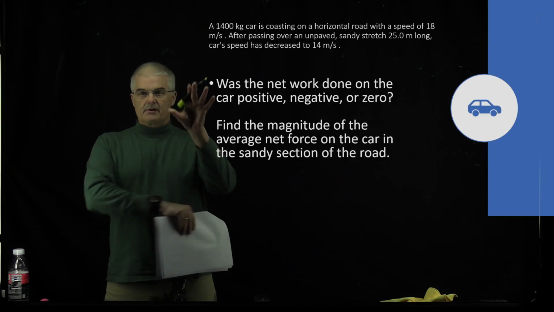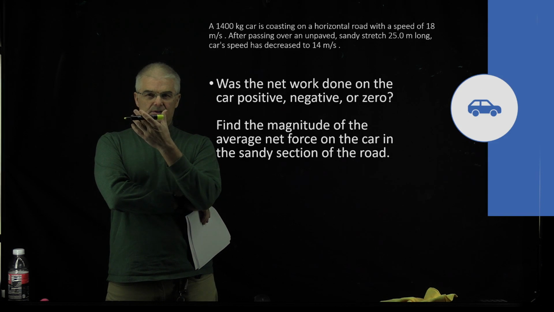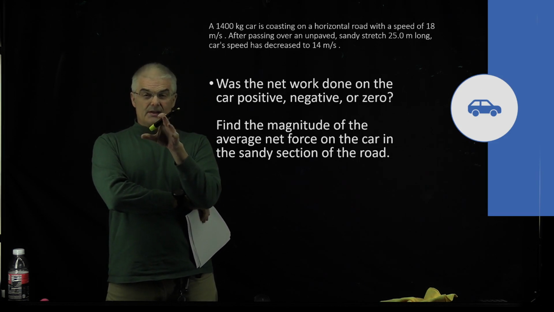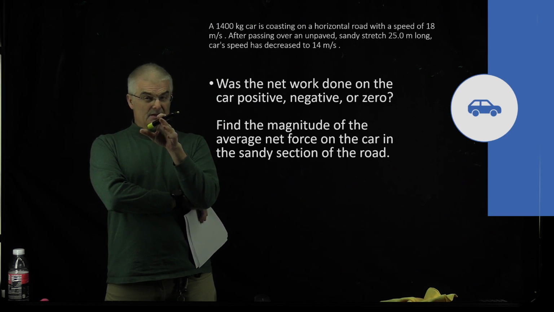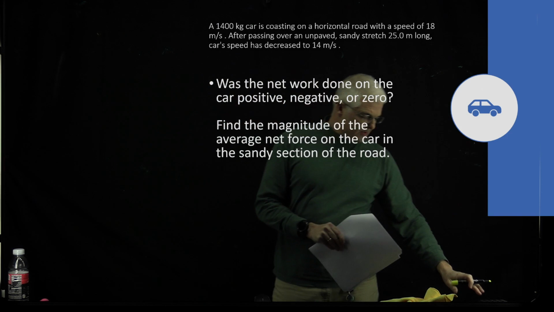I like this question here. We've got a 1,400 kilogram car coasting on a horizontal road with a speed of such and such. After passing over an unpaved sandy stretch for 25 meters, it has now slowed to 14 meters per second. Net positive work done. All right, so let's diagram this, right?